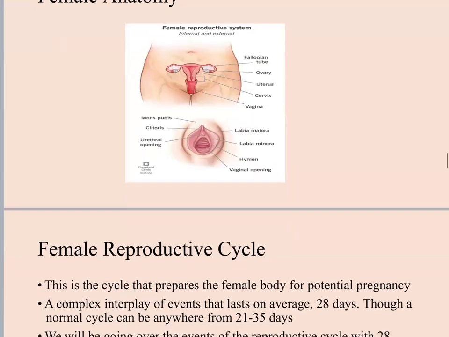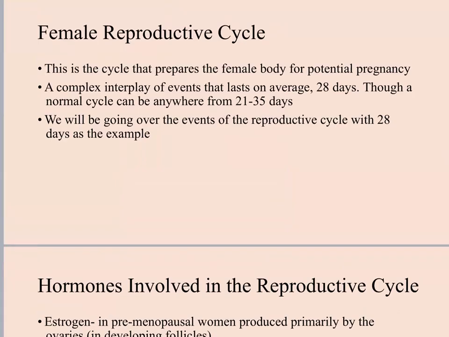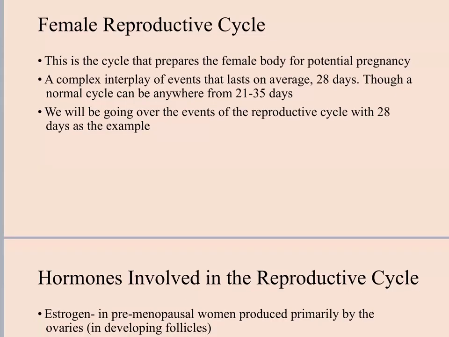The female reproductive cycle. So this is the cycle that prepares the female body for potential pregnancy. And it's a pretty complicated interplay of events, and it lasts on average 28 days. A normal cycle can be anywhere from 21 to 35 days. And the example I'm going to use will be a 28-day cycle because it's just easier, but there really is that variability to it.